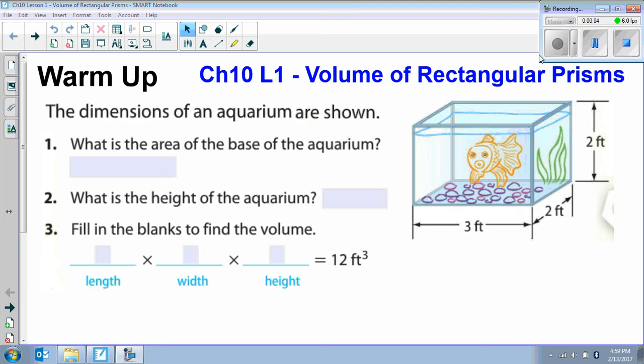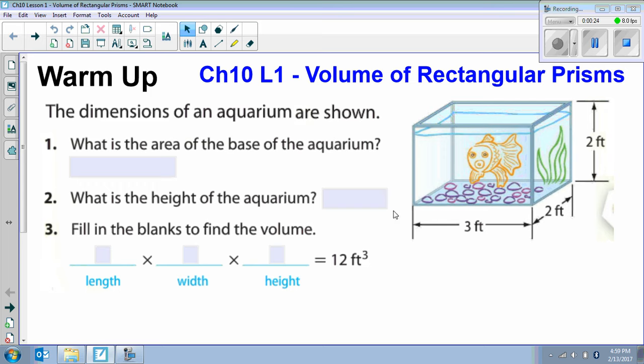Today's lesson is Chapter 10, Lesson 1, Volume of Rectangular Prisms. So for the warm-up, we want to take a look at this aquarium. The dimensions of an aquarium are shown. What is the area of the base of the aquarium?